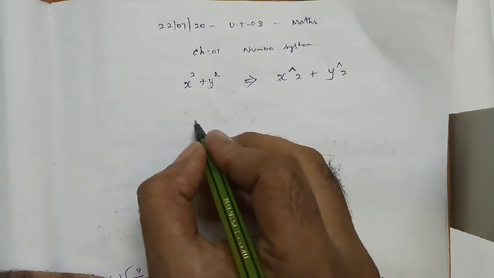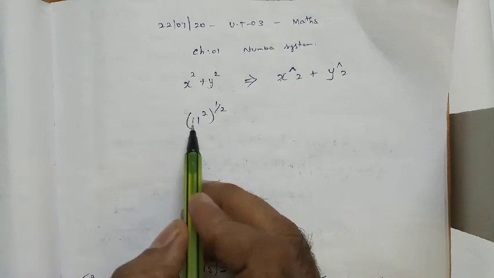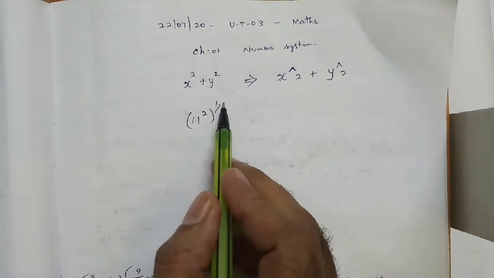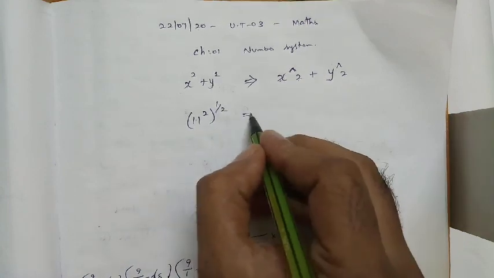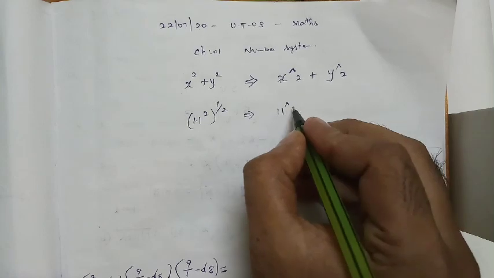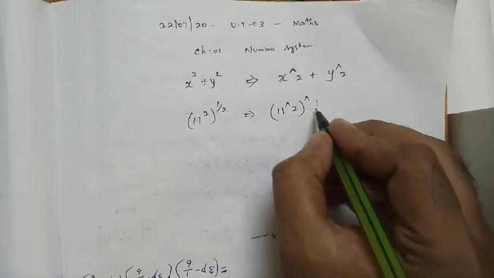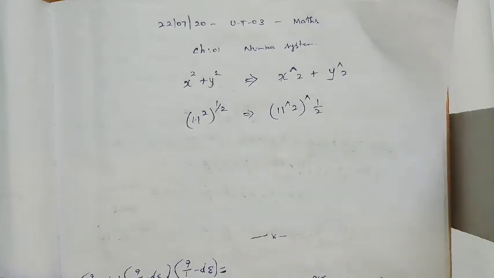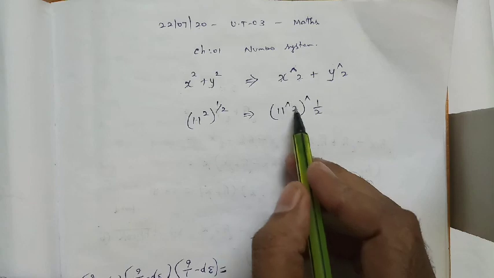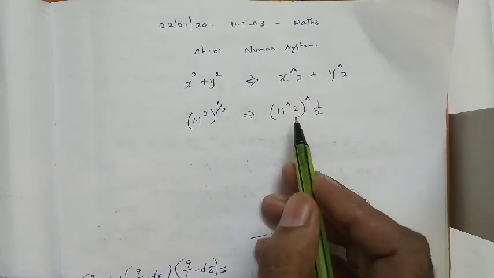Suppose it is 11 square to the power 1 by 2. The question will be 11 power 2, whole power 1 by 2, like this. So 11 square 1 by 2 will be 11 power 2 whole power 1 by 2. I'm just clearly explaining.